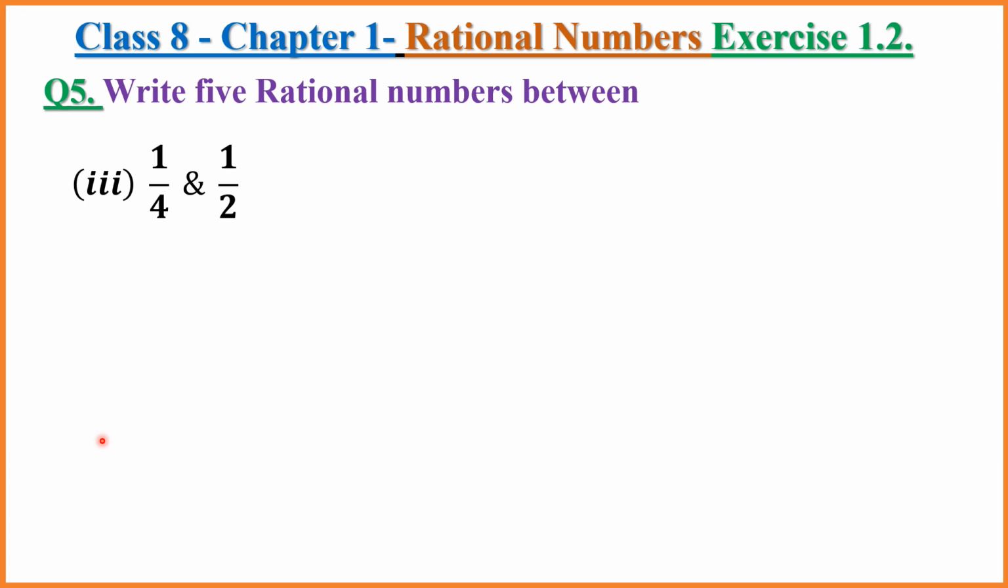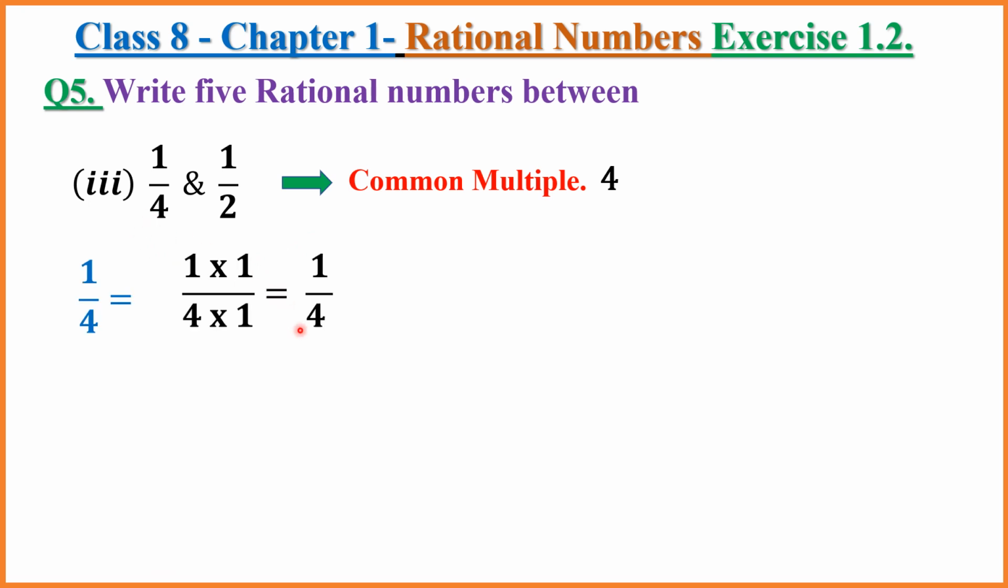Question number 5, subdivision 3. Write 5 rational numbers between 1 by 4 and 1 by 2. Here also our denominators are different, so I have to take the common multiple, that is 4. Since it's 1 by 4, we can write it as such. For 1 by 2, we multiply both numerator and denominator by 2. So 1 into 2 divided by 2 into 2, that is 2 by 4.